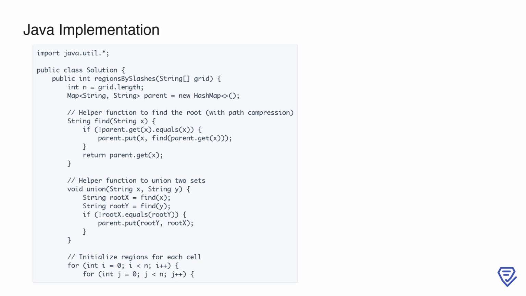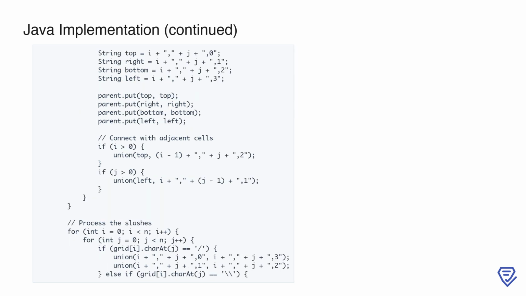Then, we begin initializing regions for each cell in the grid. Each cell is divided into four parts, representing its top, right, bottom, and left segments. For each cell, we construct unique keys for its four segments: top, right, bottom, and left. These keys use the cell's coordinates combined with a segment identifier. We add these keys to the parent map, setting each segment as its own root initially.